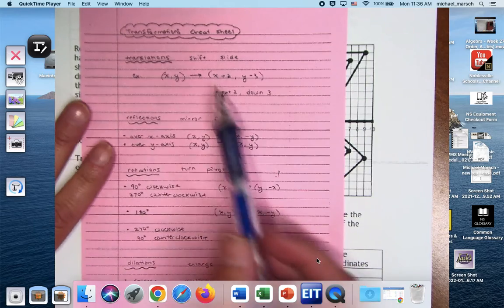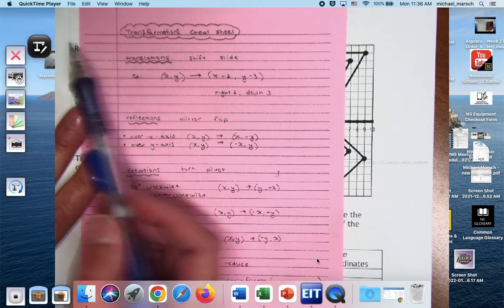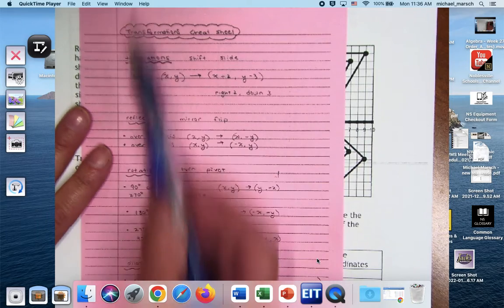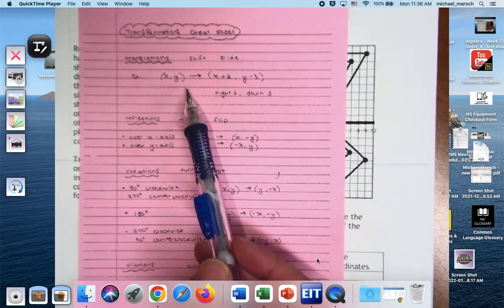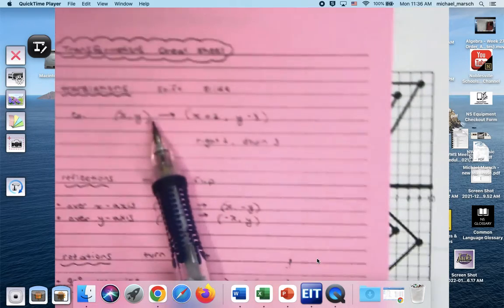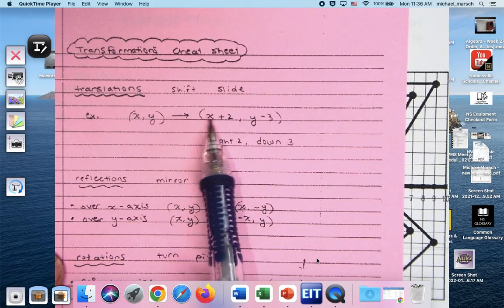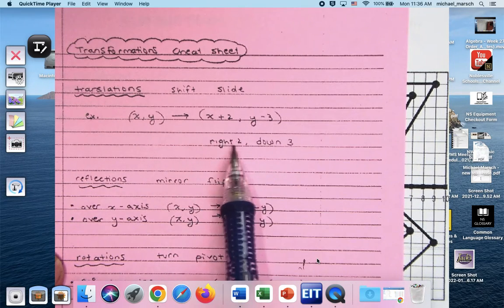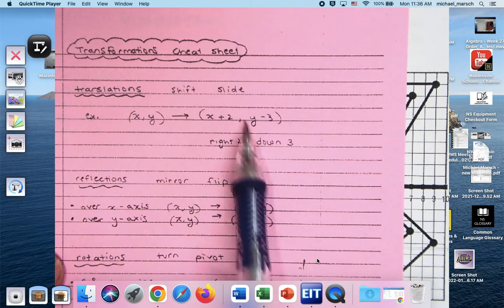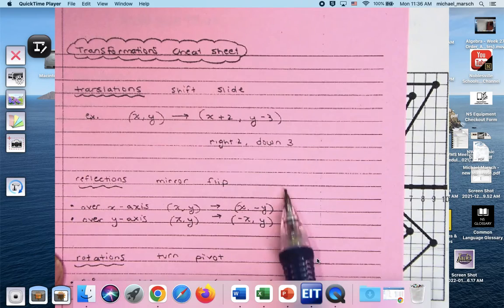So our translation, remember, is a shift or a slide, right? So we're moving forward, backward, up, or down. This is an example of how you show the algebraic expression of it. If you start out on your pre-image with x, y, if we're adding to x, that's going to mean right 2. If I was subtracting, that would be left 2. Whatever I do to the y value tells me either to go up if it's positive or down if it's negative.